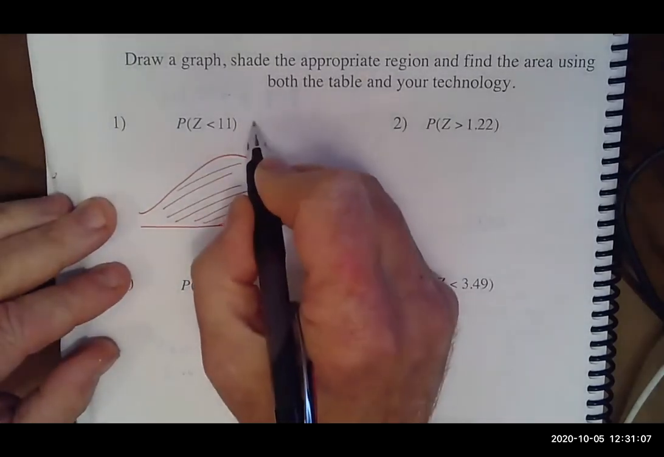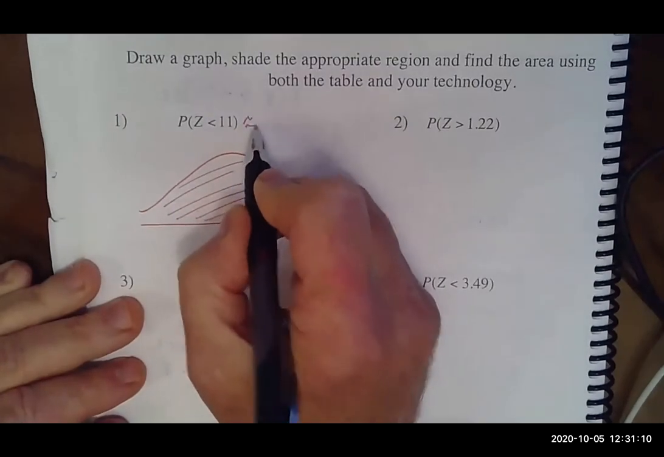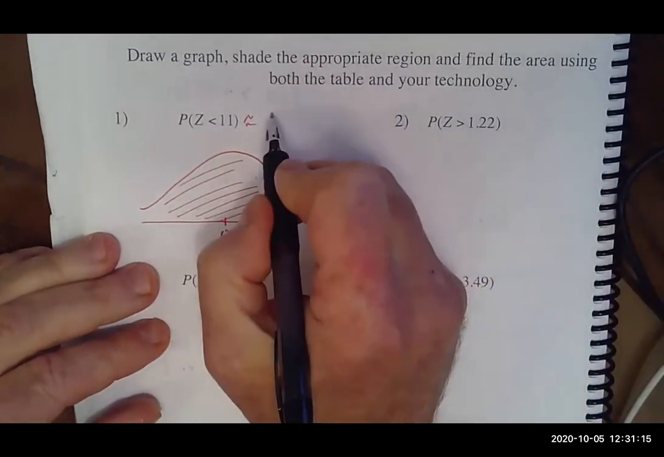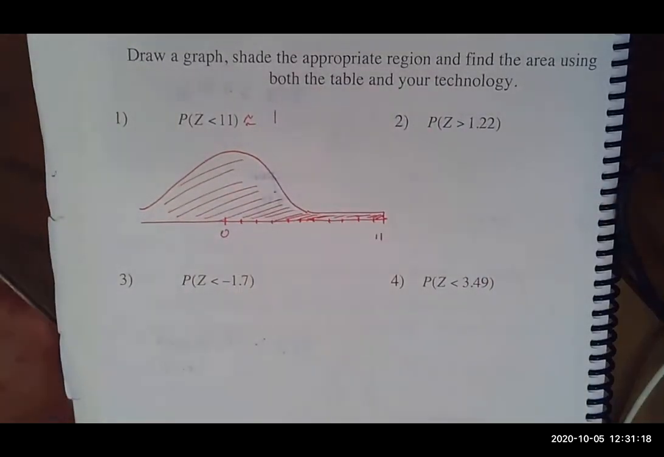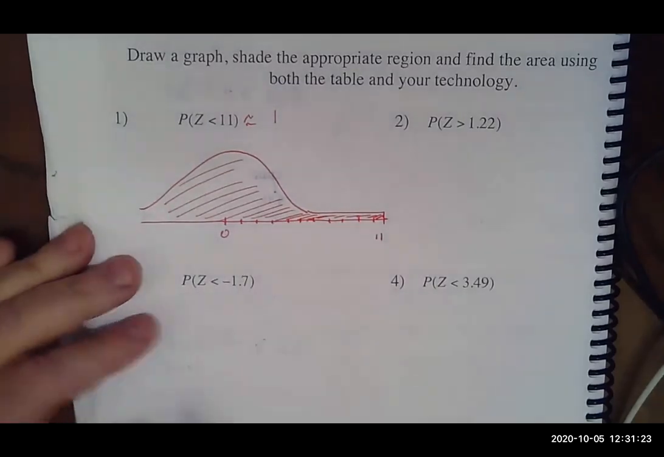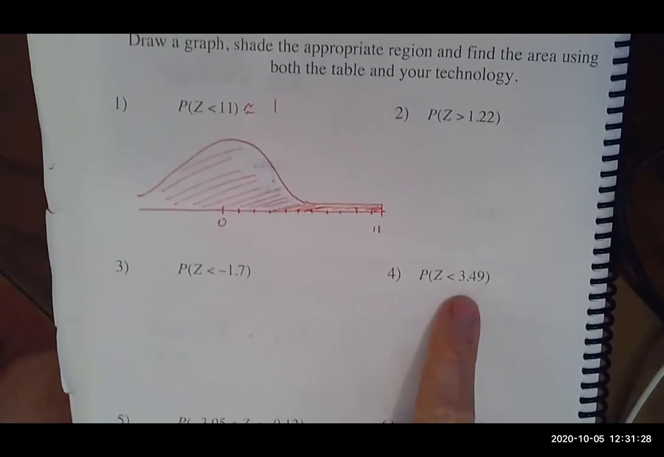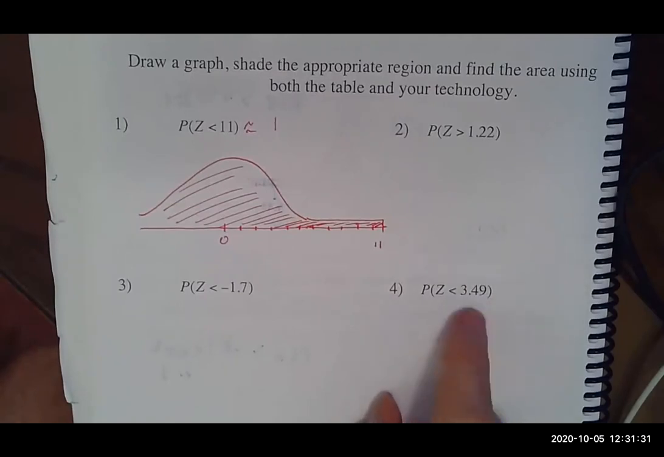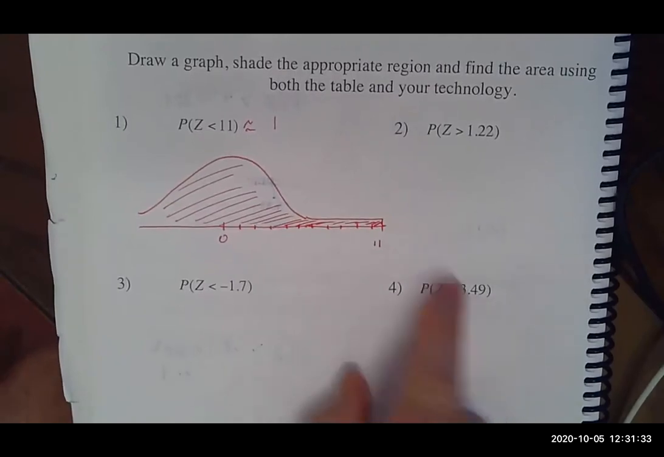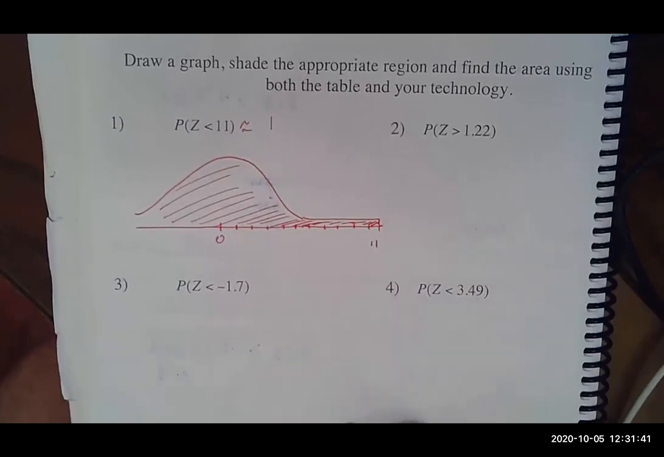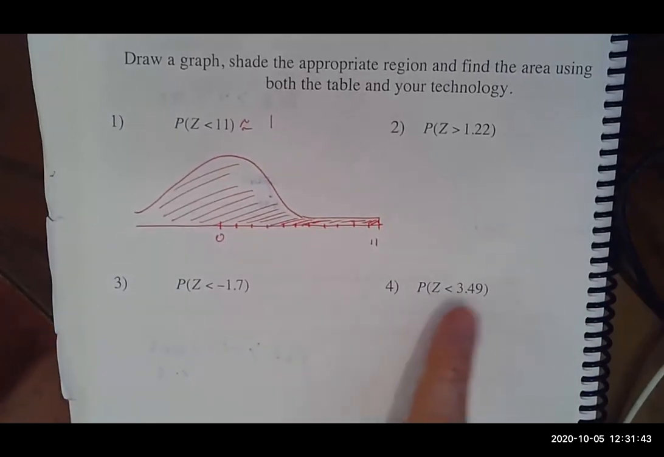Without my calculator, it's about 1. It's everything. So what about this one? You think that's about 1? It's not as far as 11, but wouldn't that also be 1? Anything beyond 3 standard deviations and you shade it to the left, it should be close to 1. So that one would also be close to 1.